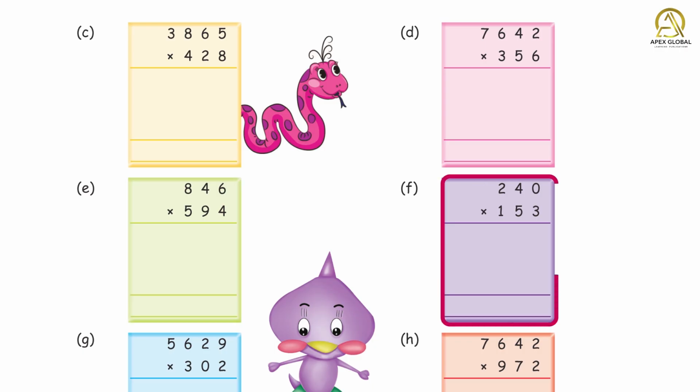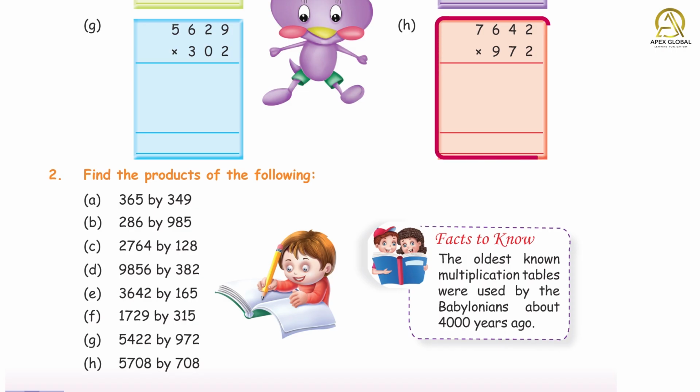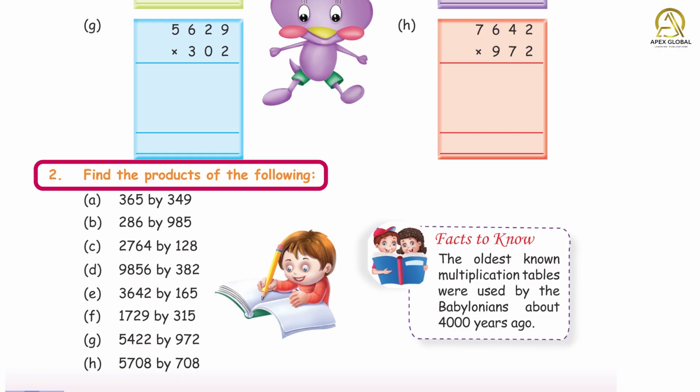Answer: 5,02,524. F. 240 into 153. Answer: 36,720. G. 5,629 into 302. Answer: 16,99,958. H. 7,642 into 972. Answer: 74,28,024. Question 2. Find the products of the following.